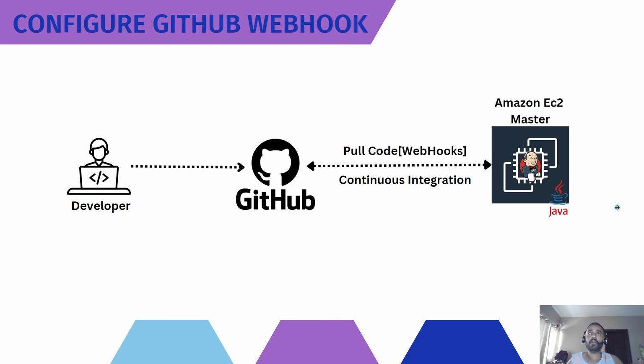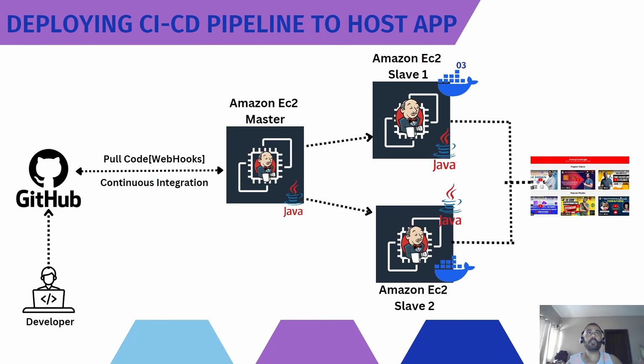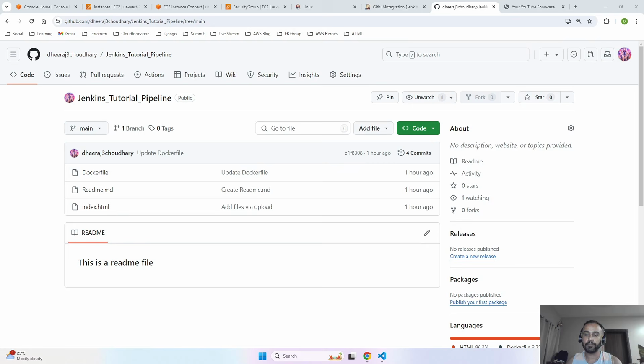What we are going to do now is come to the final stage, where I am going to create a new job which is going to deploy our website onto one of the slave applications. So now let's understand what we have in our repository, I mean to say the Docker file as well as the index.html file, what content we have and what exactly it is going to do. First I will start with the Docker file.